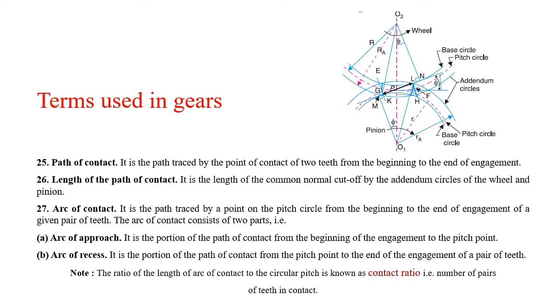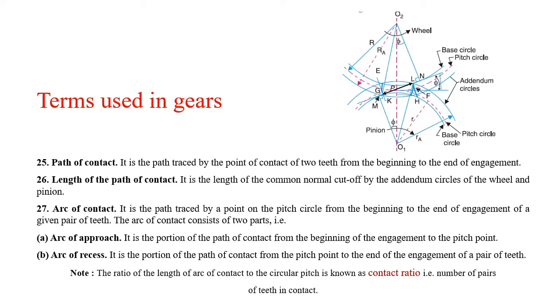Next, arc of contact. It is the path traced by a point on the pitch circle from the beginning to the end of engagement. Now this path along the common normal MN is called the path of contact, and the path along this curve along the pitch circle is called the arc of contact.